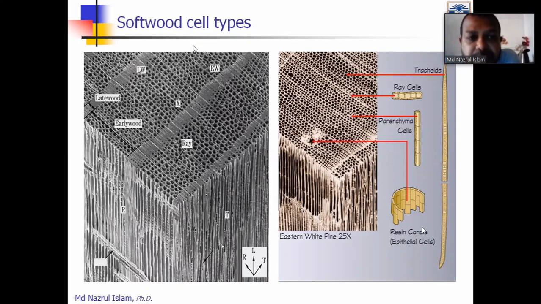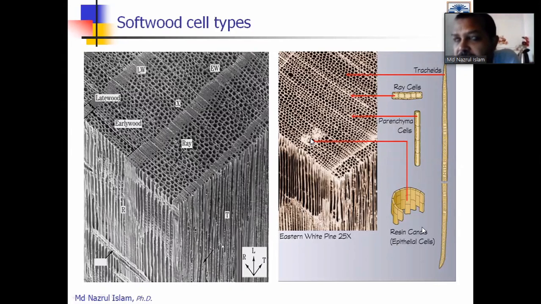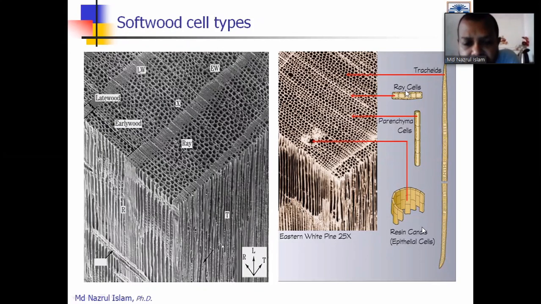Then different cell types also in the wood. So there is resin canal. Resin canal means some of the liquid that flows through, mostly just like adhesives that are present in the wood. In the liquid condition, that is the latex, we can say. There are also some other cells like tracheid, like ray cell. Ray cell is only horizontal cells. Tracheid is definitely a vertically oriented cell. Then parenchyma cell is also a vertically oriented cell. Only the ray cells are horizontally oriented, but all other cells are vertically oriented cells.